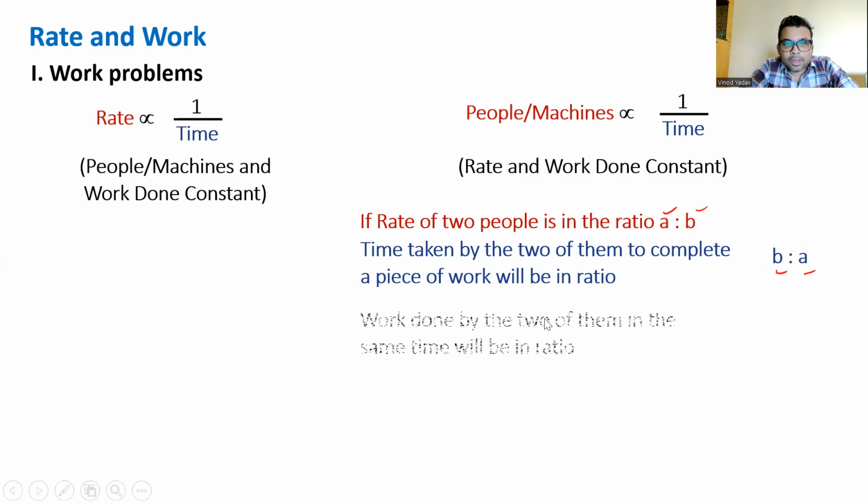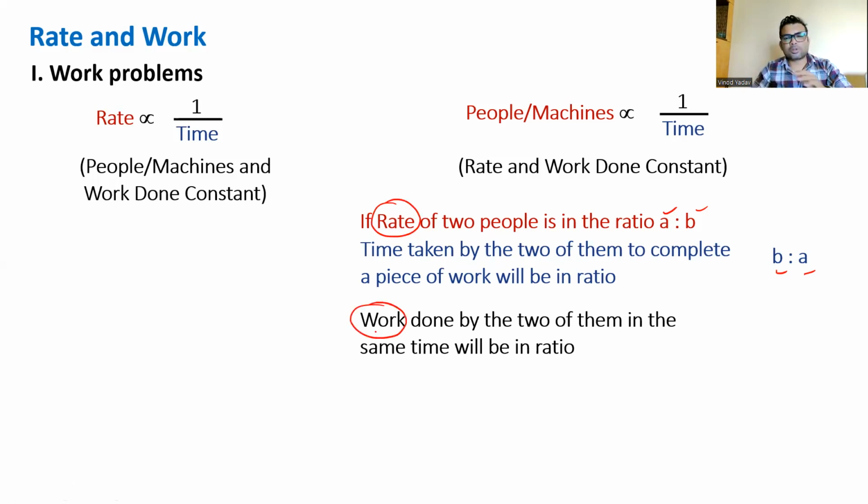Okay. Now work done ratio will be what? What do you feel? Rate and work. Simple logic, right? When other things are kept constant, the higher the rate, the more will be the work done, right? So rate and work will be directly proportional, isn't it? So if rate is in the ratio A is to B, work done will also be in the ratio A is to B. I hope you are comfortable, you have understood till here.